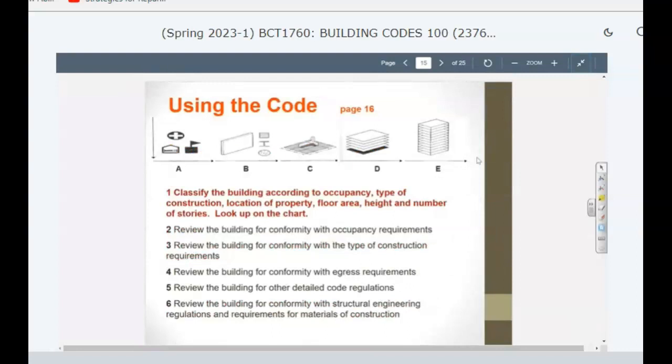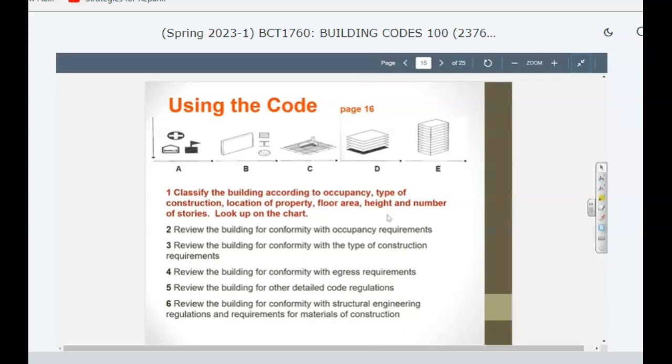So that's the complete package of how we're going to get all these parts. We're going to do our occupancy type: what is the occupancy, and then what is the type based on materials. What is the site plan? What is the floor area, and then what is the floor height? All of these we're going to start in that procedure. Classify the building according to the occupancy, type of construction, location of the property, floor area, height, and number of stories, and then look it up in the chart.